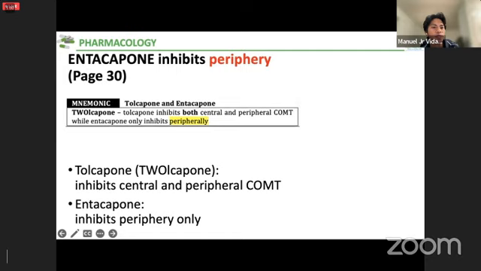Next, for page 30, we have entacapone versus tolcapone. So this was a correction regarding the mechanism of action of entacapone. It inhibits only the periphery, not centrally. So it's in page 30.